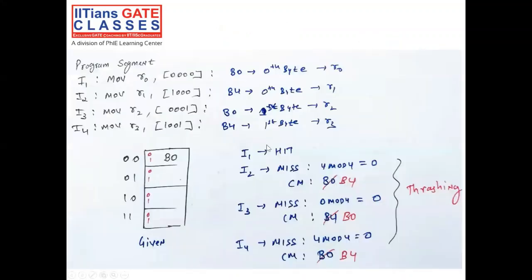Let's see an example. This is your program segment. 4 instructions are there. The first one is block 0, this one is block 4, this is block 0, and this is block 4. This represents the 0th byte in block 0, the 0th byte in block 4, the first byte in block 0, and the first byte in block 4.